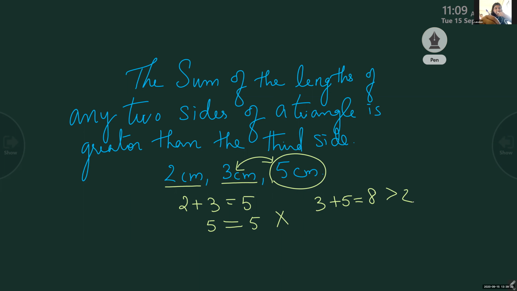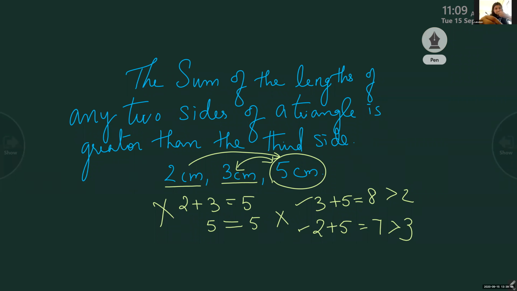Take another combination. 2 and 5, it is 7. 7 is greater than the other side, which is 3. Isn't it? The third side will be 3. That is okay. But one combination is not possible.